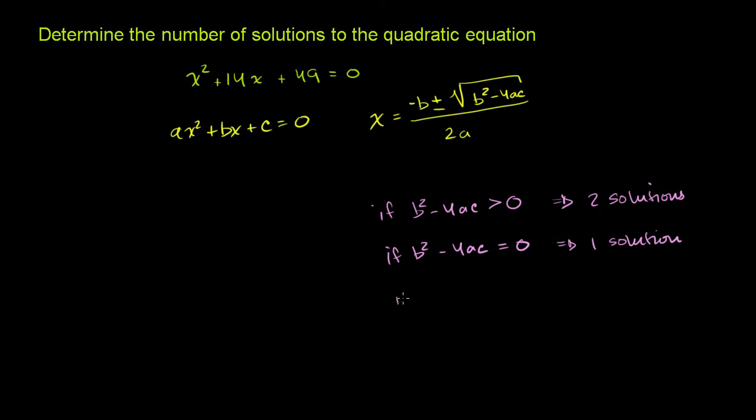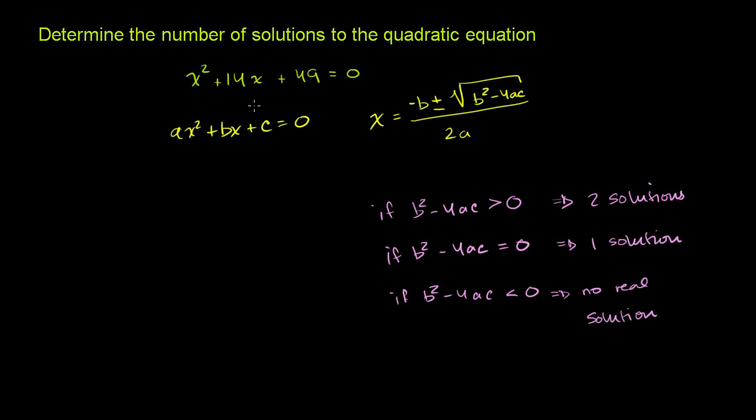And then what happens if b squared minus 4ac is less than 0? Well, this is going to be a negative number right here. And you're going to have to take the square root of a negative number. And we know if we're dealing with real numbers, there is no real number squared that becomes a negative number. So in this situation, there are no real solutions. When I say real, I literally mean a real number.